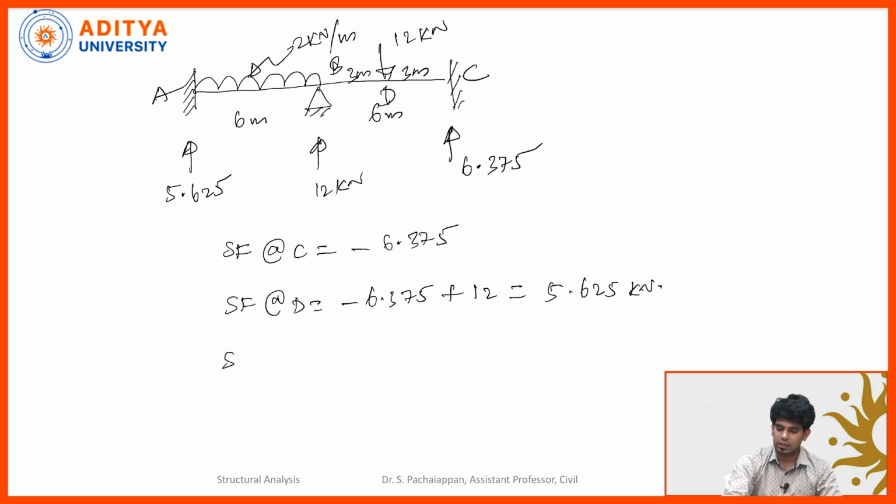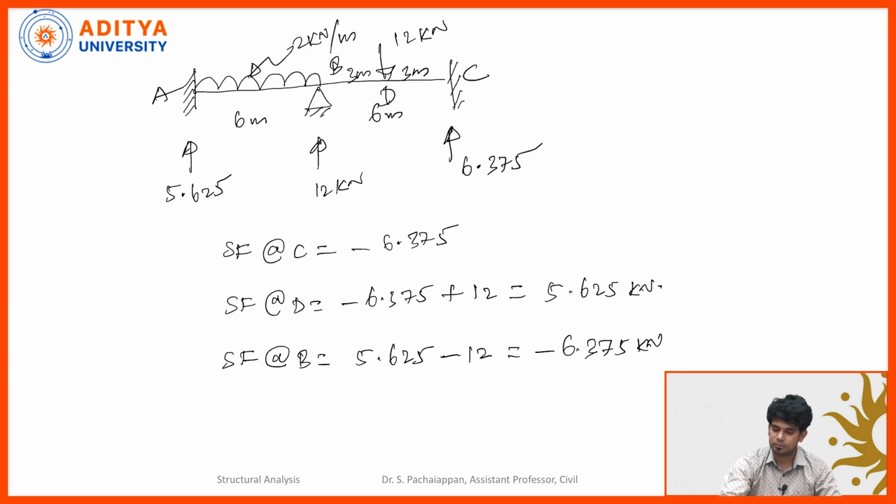Then shear force at the point B is equal to 5.625 kilonewton. At B we are having 12 kilonewton upward force. So we'll be getting minus of 12, which is minus 6.375 kilonewton.